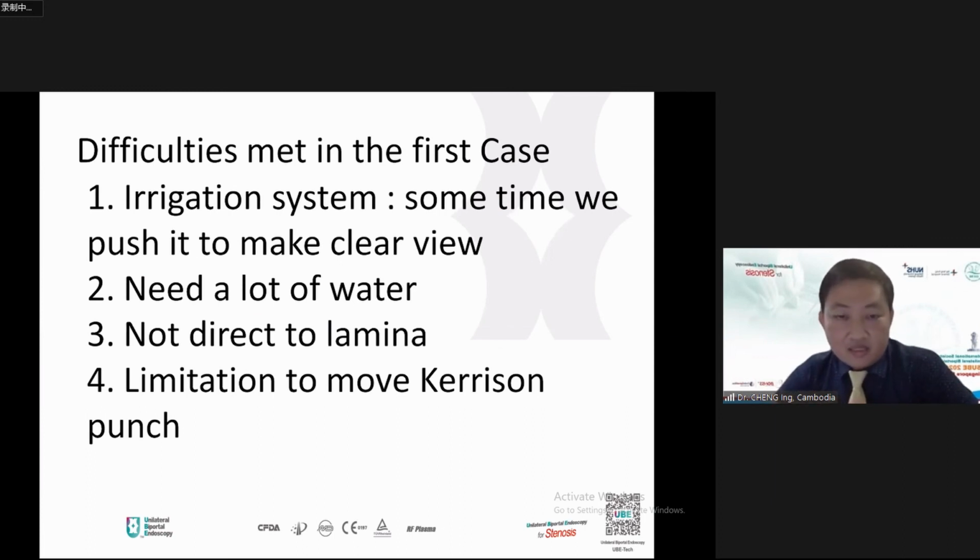What I met in my first case in the real operation: with the irrigation system, sometimes we have to push to make the view clear. We need a lot of water. Not directly to the lamina, and at the end, there was a limitation in moving the Kerrison punch.